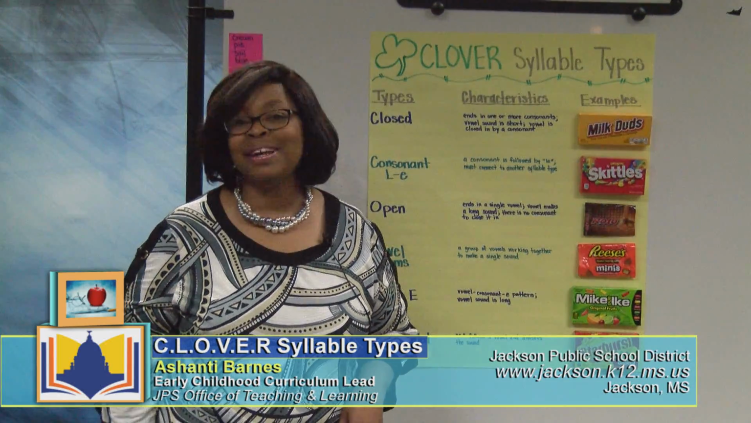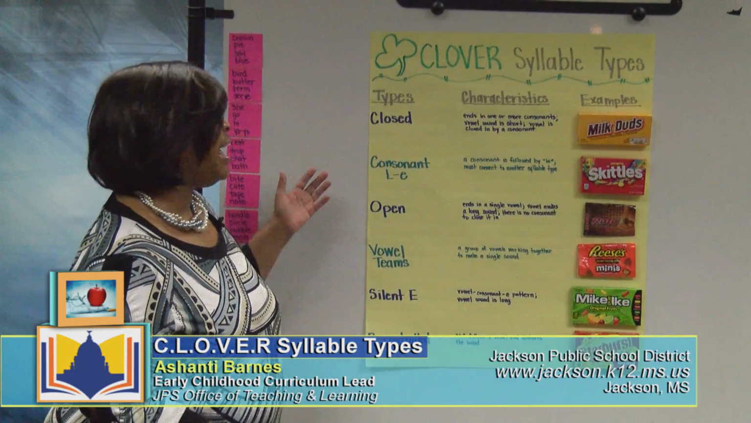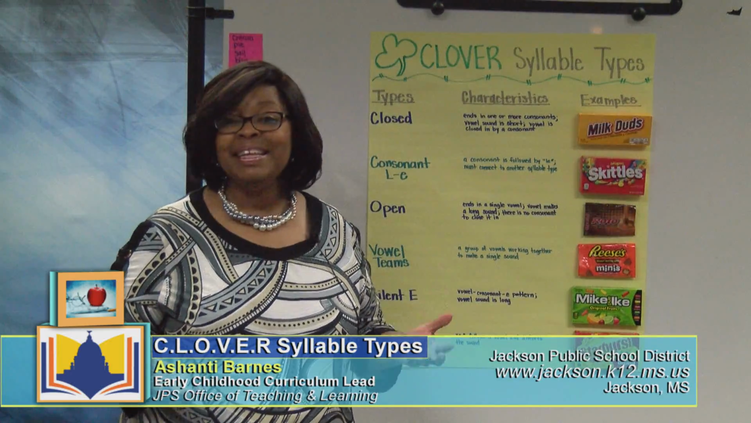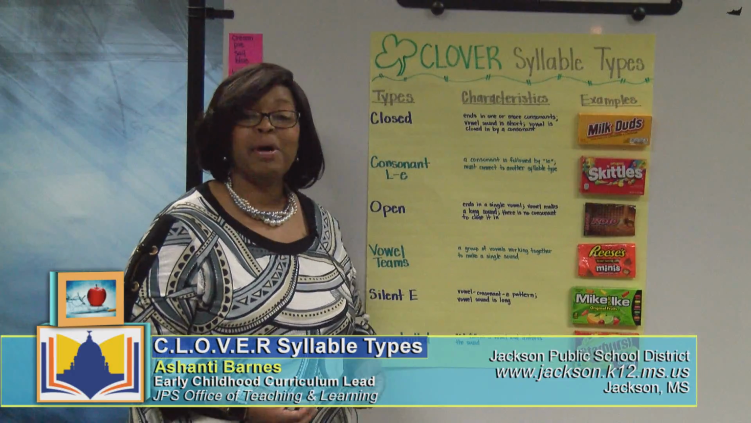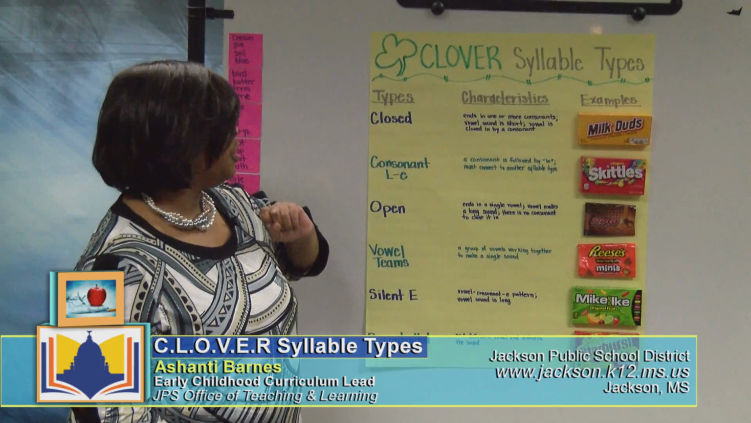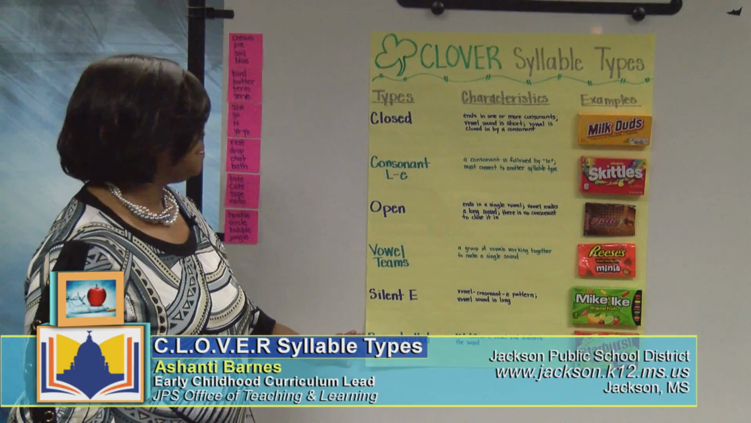And today I want us to delve into a little bit of phonics. So I want you to look at the C.L.O.V.E.R syllable types. There are 6 syllable types and we can remember them by the acronym C.L.O.V.E.R. Yes, like the 3-leaf clover. So these are our types of syllables.